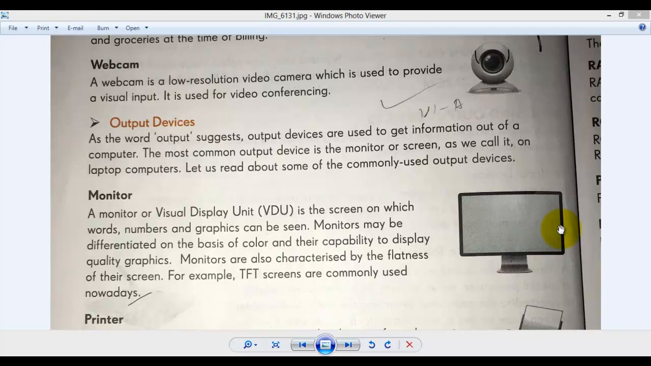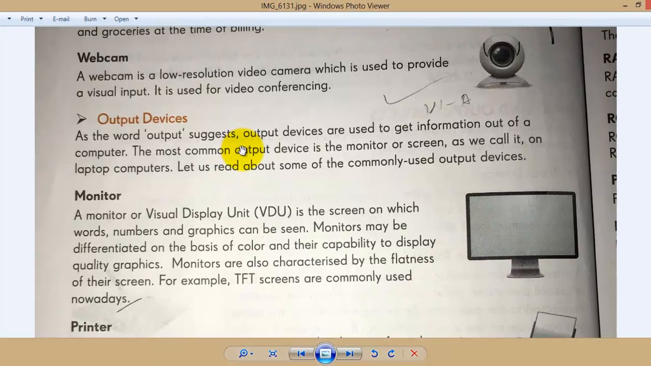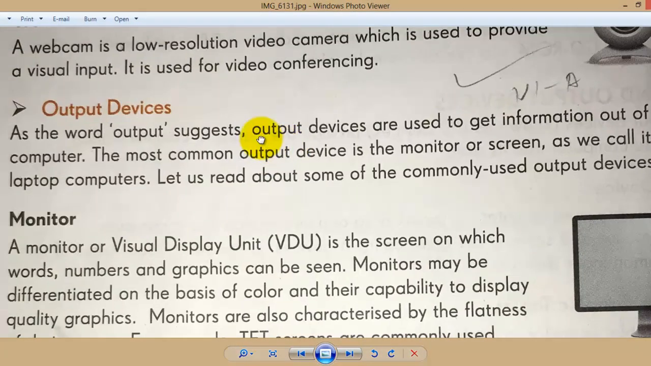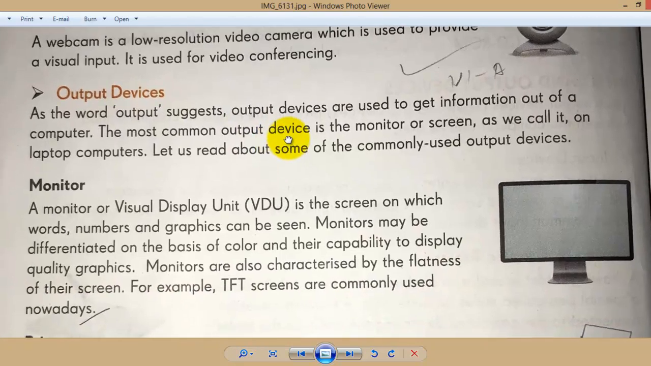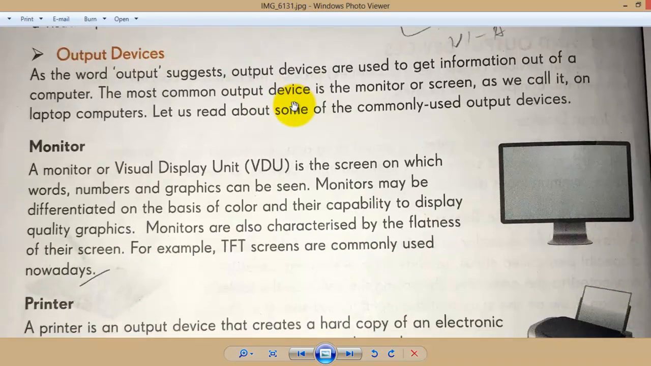Now today we are going to learn these output devices. What are those output devices? If you don't have your textbook also, you can look here. This is the textbook of your class. Look here. As the word output suggests, output devices are used to get information out of the computer.